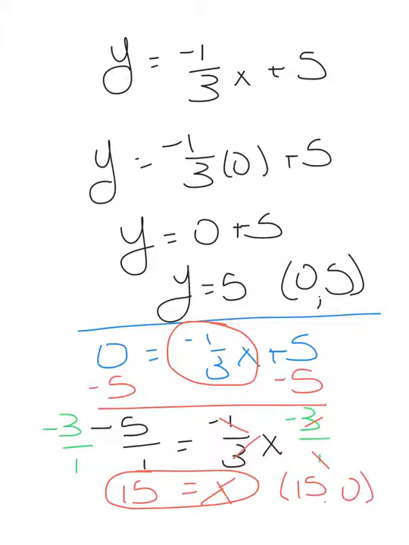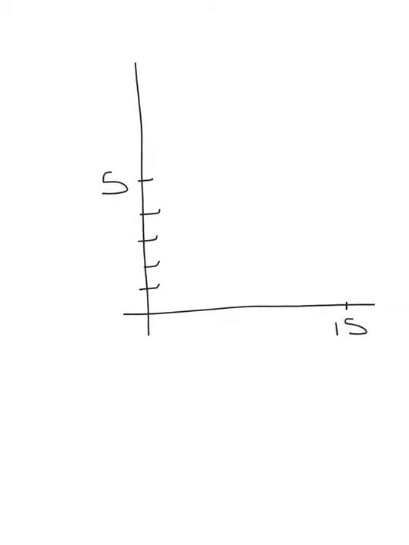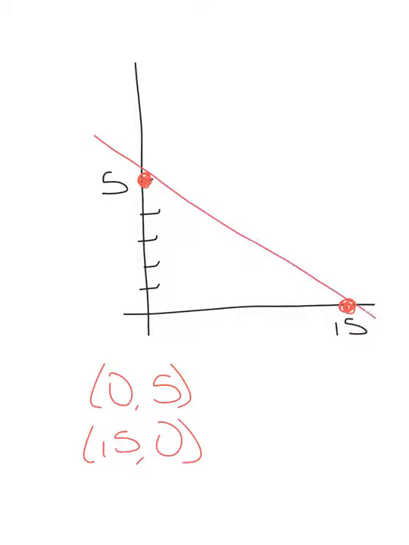So I have 0, 5 and 15, 0. If I wanted to graph this, 0, 5 means I'm going to stay at 0 and I'm going to go up 5. 15, 0 means I'm going to start on my x-axis. I'm going to go over 15 and I'm going to stay there. Connect your dots and you're done. If you haven't yet, pause the video and do letter B.